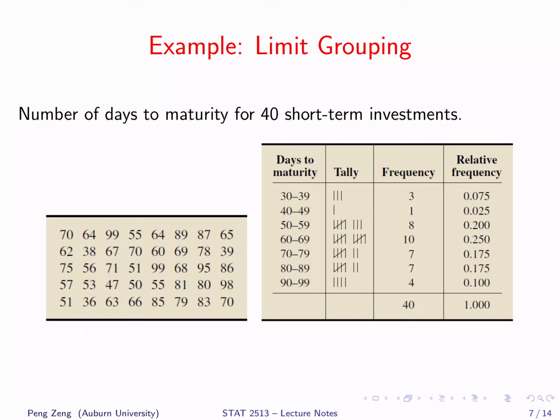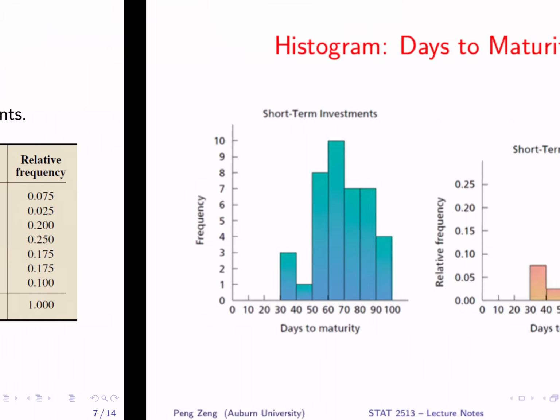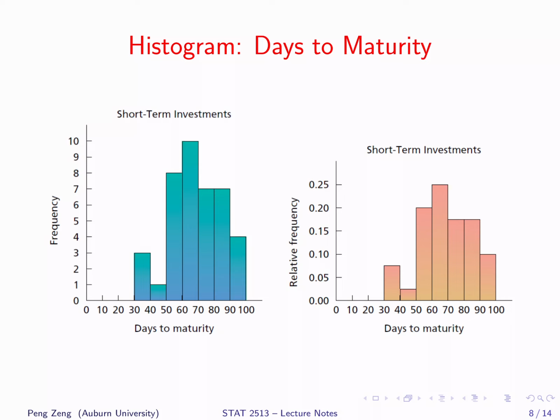After determining how to group, we then count the number of values falling into each class. Next, we calculate the relative frequencies by dividing frequencies by 40. This slide shows the corresponding frequency histogram and the relative frequency histogram. We can see that the majority of days fall somewhere around 60 or 70.